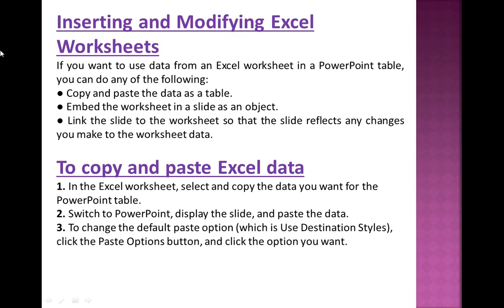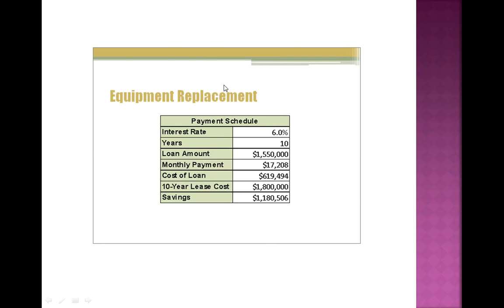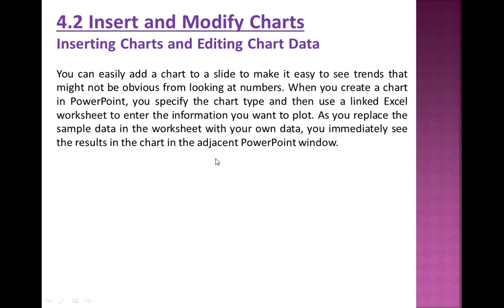Next, how to copy and paste the Excel data. Go to the Excel worksheet, select and copy the data you want to fill in the PowerPoint table. Switch to PowerPoint, display the slide and paste the data. To change the default paste option, click the Paste Options button, then click the option that you want. So this is how the Excel data will be maintained in the PowerPoint presentation.